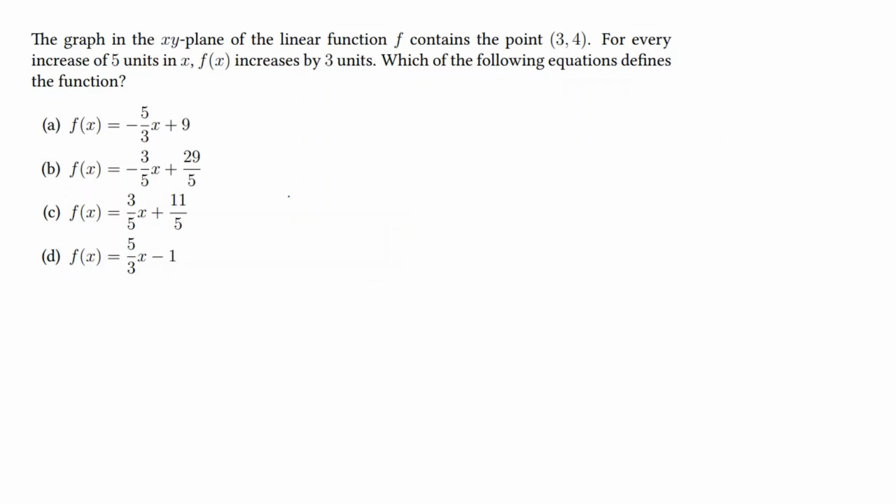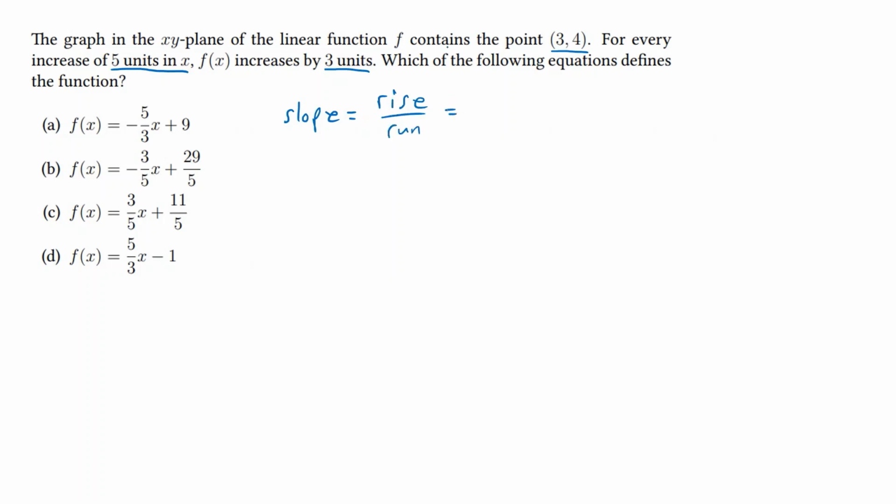We now have a graph of a line that contains the point 3, 4, and the slope is described as such. For an increase of 5 units in x, the function increases by 3 units. Don't forget that you can calculate slope by taking the rise over the run.